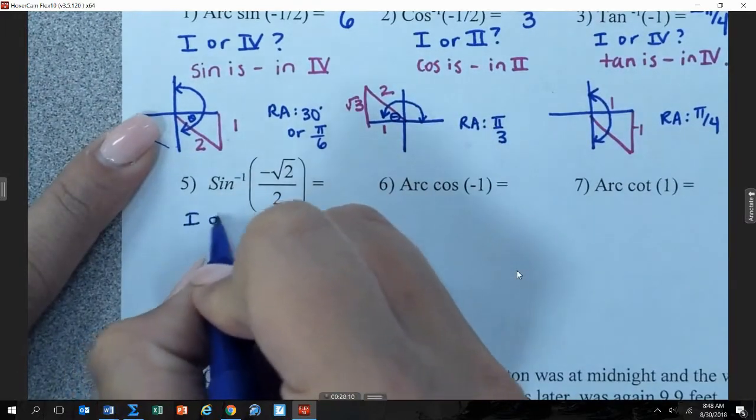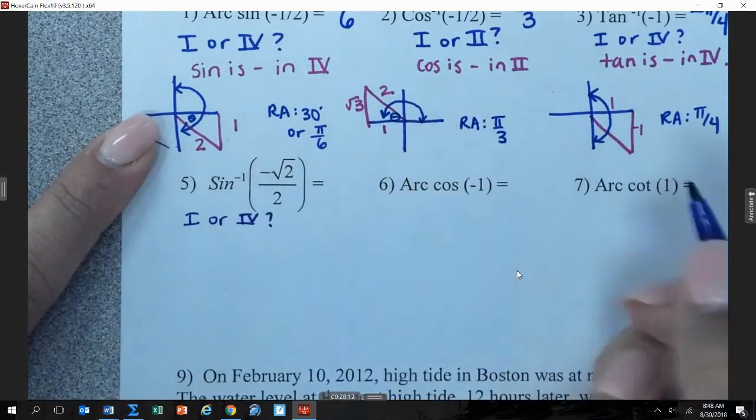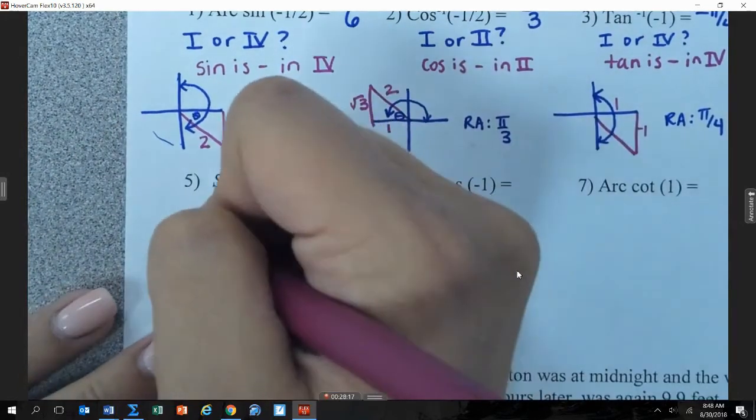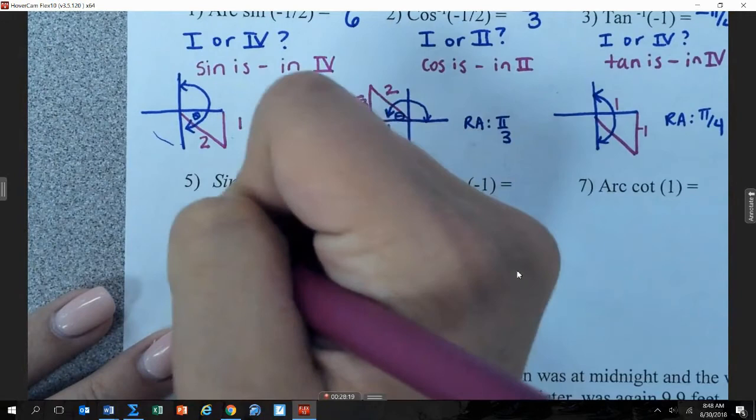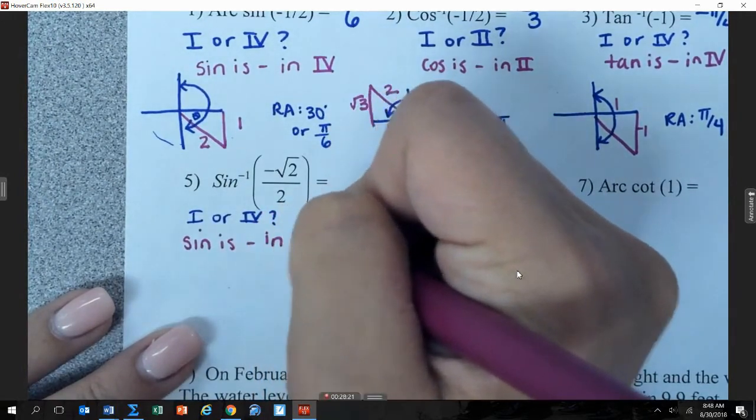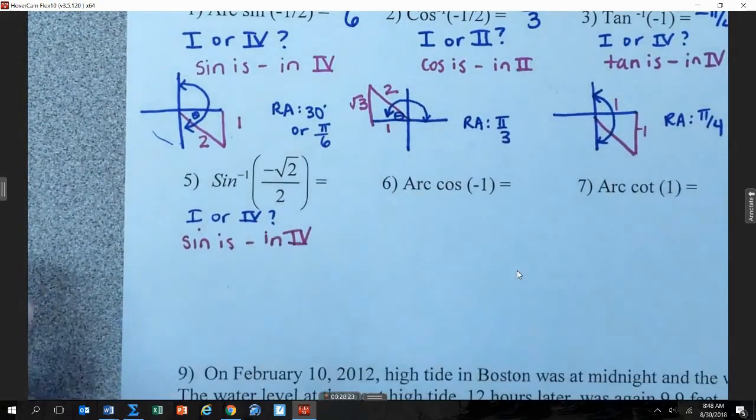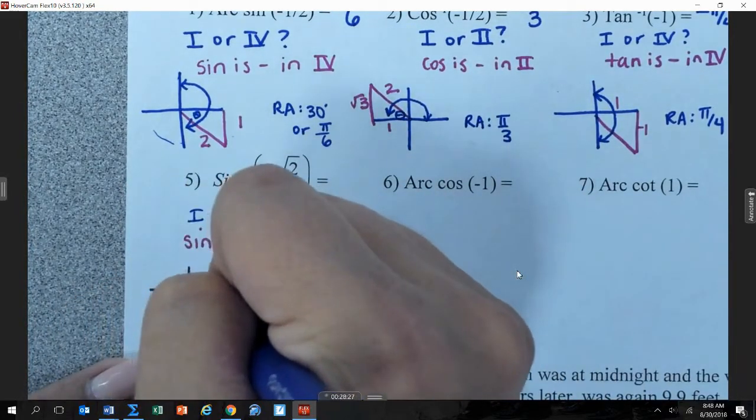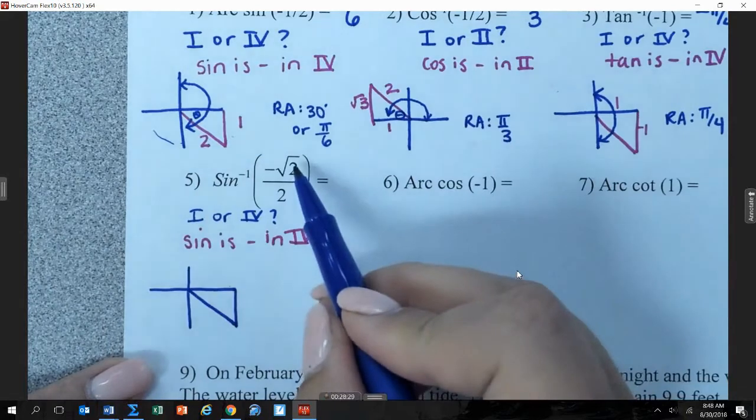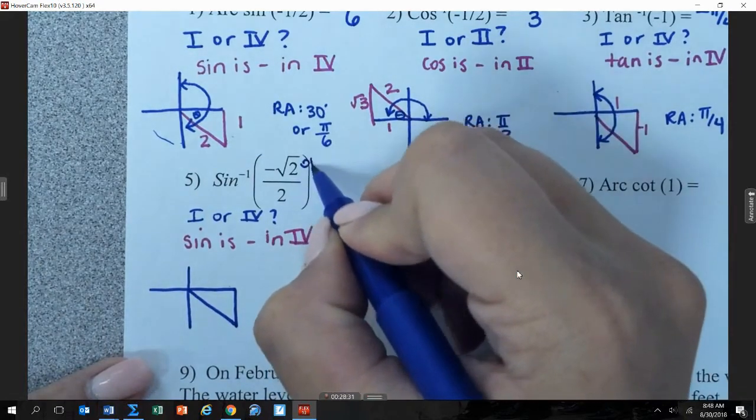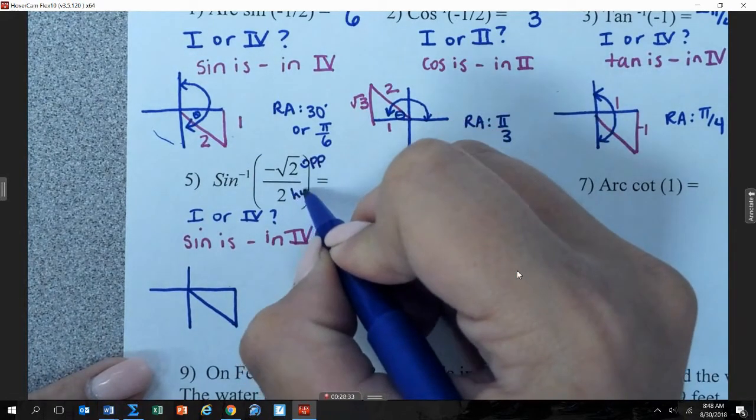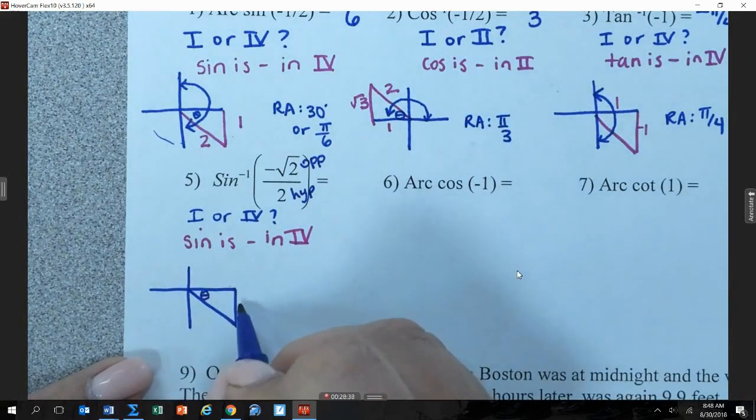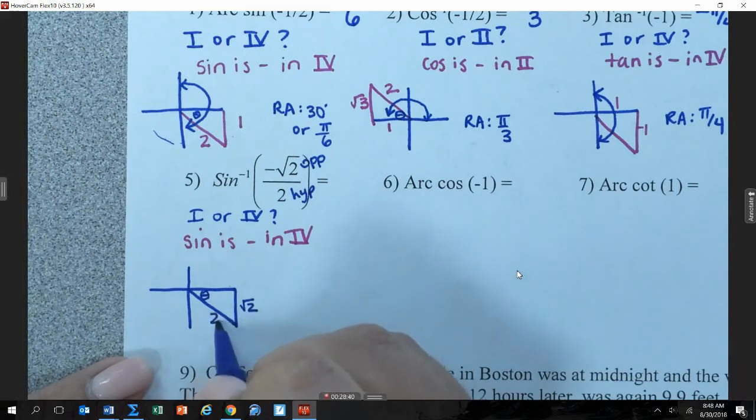1 or 4. And because sine is negative, I'm going to build my triangle in quadrant 4. Sine is negative in quadrant 4. Okay, so I go ahead and build my triangle in quadrant 4. And I'm going to list the opposite side length as square root 2, and the hypotenuse is a length of 2. Opposite of the reference angle is square root 2, and the hypotenuse is 2.